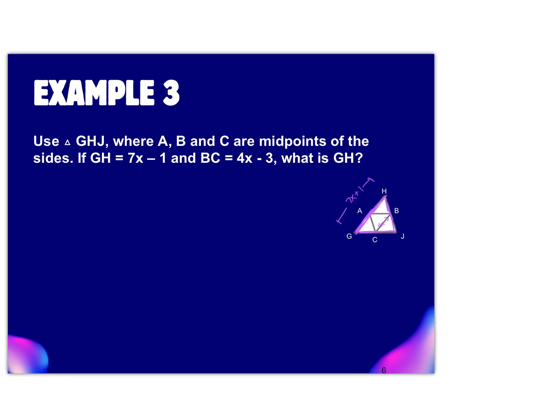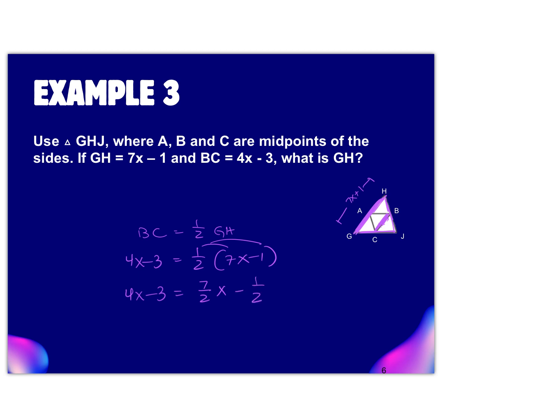What is GH? Well, again, remember that BC is going to equal half of GH. Okay, that we know because BC is the mid-segment that goes with GH. So if BC equals 4x minus 3 and GH equals 7x minus 1, if I do the math correctly, I'm going to be able to solve this problem. So I'm going to distribute the half. I'm going to get 4x minus 3 equals half of 7x is 7 over 2x minus, and then a half times negative 1 is minus a half.